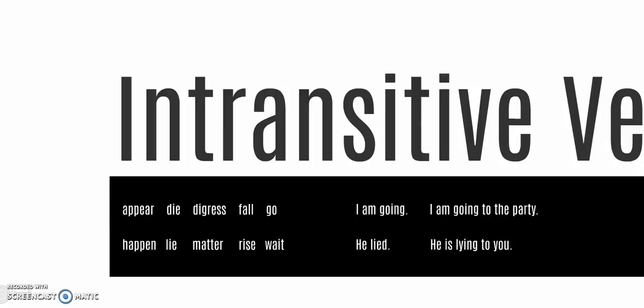In fact, I think these examples can only be used without an object. So I appeared, he died, I digress, he fell. They all work like that. Or you can add an adverbial onto the end, like the example with he is lying to you.